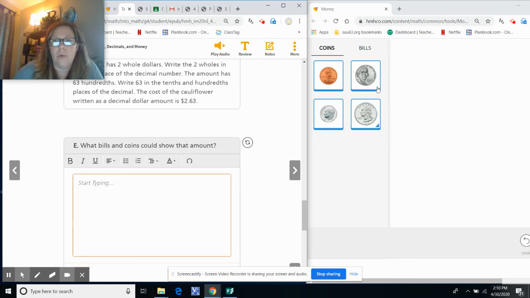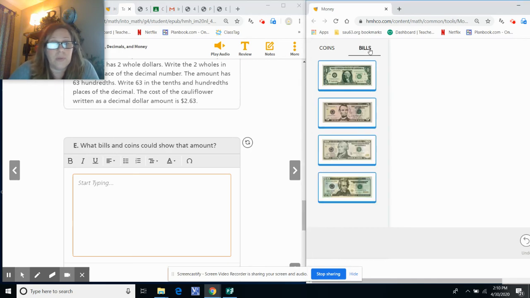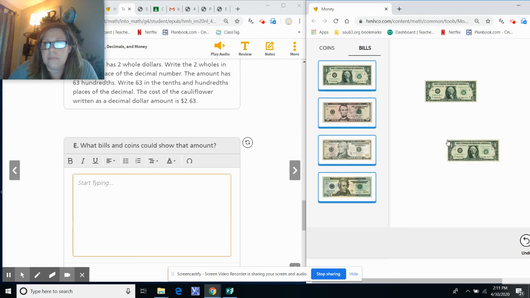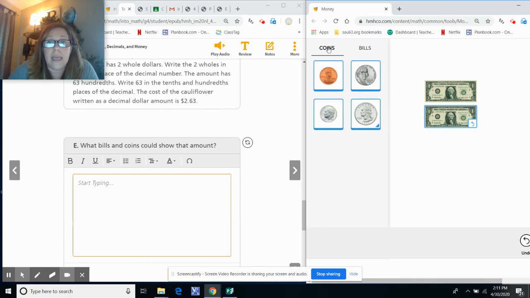So I like this last one. I pulled up my little board over here because this one says, what bills and coins could show that amount? Well, let's see. I'm going to click on my bills. We know there's going to be 2 whole dollars. So I'm going to click $1 and a second dollar. There we go. So this represents $2, 2 full dollars. And now we need to represent 63 cents.